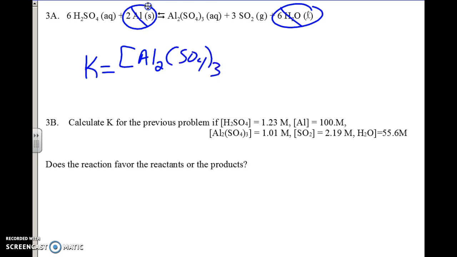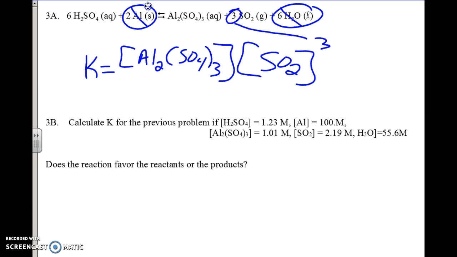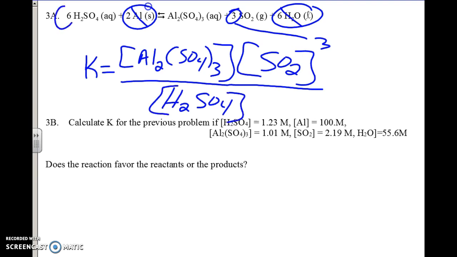Al2(SO4)3, and there's no exponent. And SO2, coefficient's a 3, so that means my exponent's a 3. On the other side, we have just H2SO4. And our coefficient's a 6, so that means our exponent is going to be a 6. Put the numbers in, crunch it on your calculator, and see how you do. So pause the program and do a little bit of work, and then come back to me.